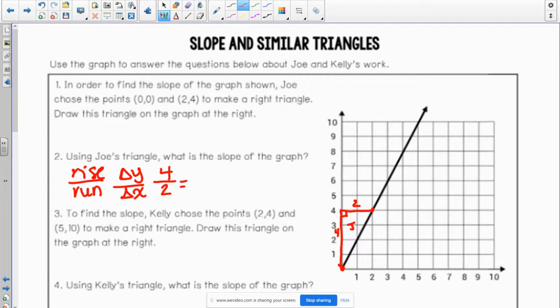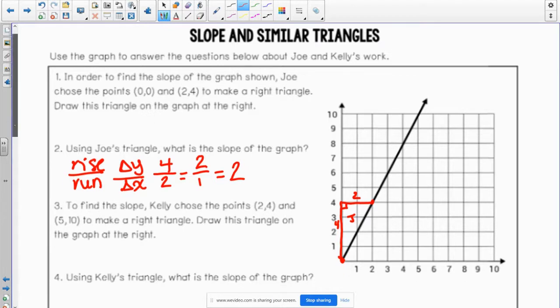So we can simplify it down to 2 over 1 by dividing both numerator and denominator by 2. And then sometimes people like to leave it looking like a ratio, and then some people like to actually simplify it even further down to just say we have a slope of 2.